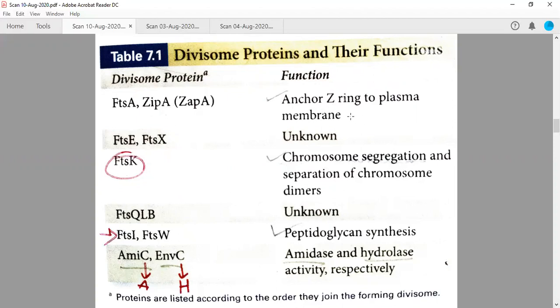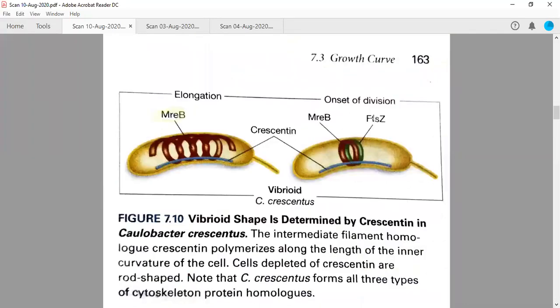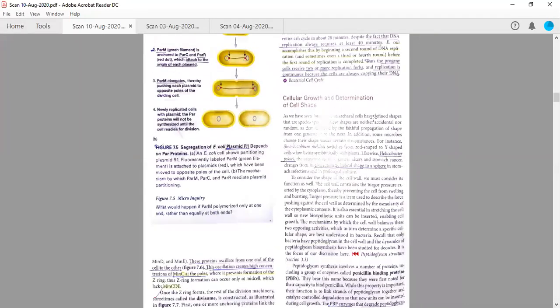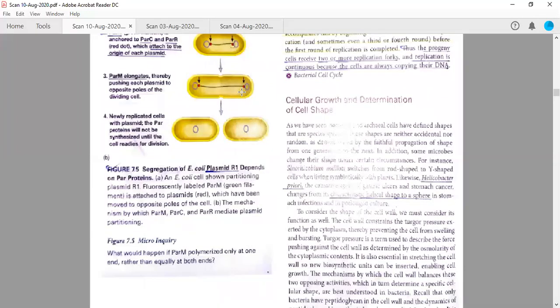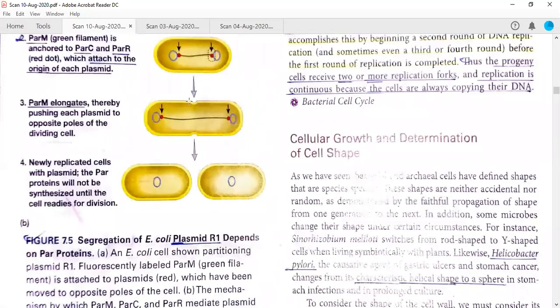to the plasma membrane. So this is that particular protein we discussed on the last page. There is one protein which is actually required so that this Z ring can be attached to the plasma membrane. So FtsA and this other protein, ZipA, are anchoring this Z ring to the plasma membrane. It is very clear in this particular diagram, if you are able to visualize, that invaginations are formed at both sides of the cell.